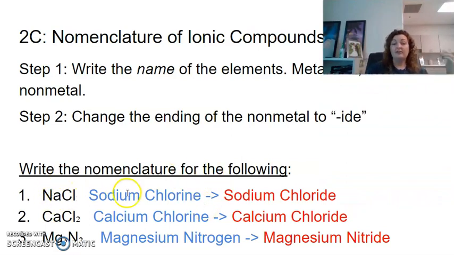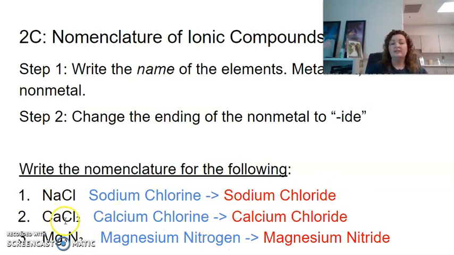NaCl. Na is sodium, so I write sodium. Chlorine is Cl, so chlorine. Now, second step, change the ending of chlorine to an IDE. So it's going to be sodium chloride. And that just is representing that, hey, it's formed a bond. Now it's a compound, okay?